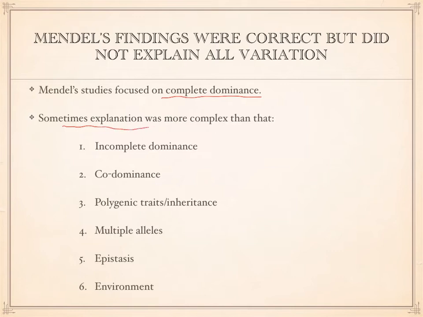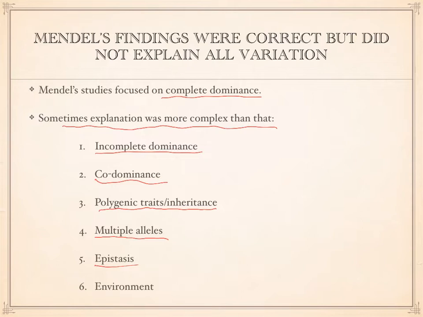Sometimes it takes a bit more explanation when we get some things that are a little bit more complex. Something like incomplete dominance, where it's not an either-or trait, but it's like a blending of traits. Or codominance, where both traits are expressed. Polygenic traits, or inheritance. Polygenic means many genes, as opposed to one gene controlling the trait. Multiple alleles would be more than two alleles. Like with Mendel's studies, we had a dominant or recessive. Multiple alleles, so it could be more than two versions of the allele.